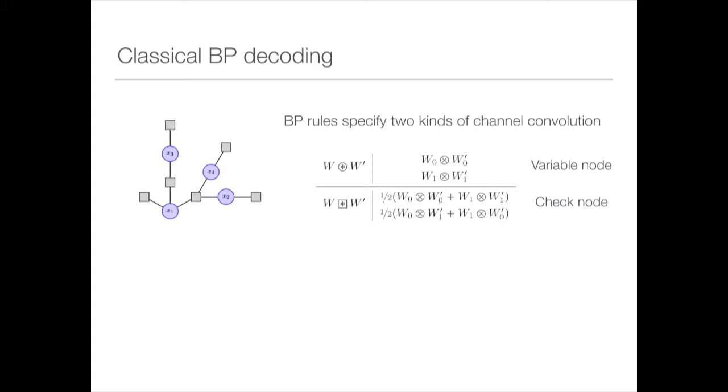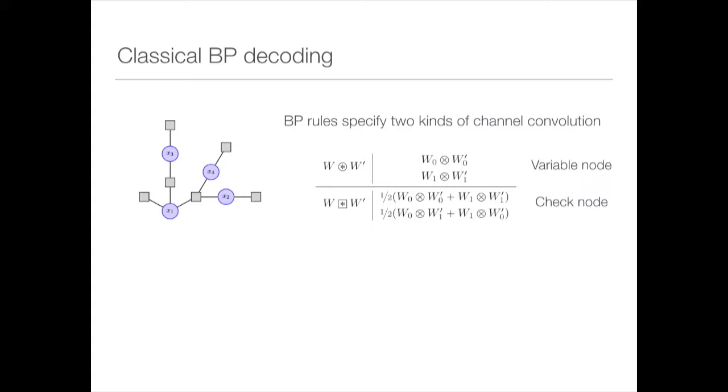Okay, so like I said, the belief propagation is basically the rules for these two combinations of likelihoods. And you can think of them as two kinds of channel convolution. Okay, so when you combine the likelihoods of, say, W and W prime, according to belief propagation rules, you get a new likelihood. But you could say, well, that's the likelihood of a different channel, the convolution of the two channels, that just define that to be the convolution operation. And so, the rules are this, actually. So encoded in this table are the rules for combining likelihoods for belief propagation, but it's just in terms of the channel convolution itself.